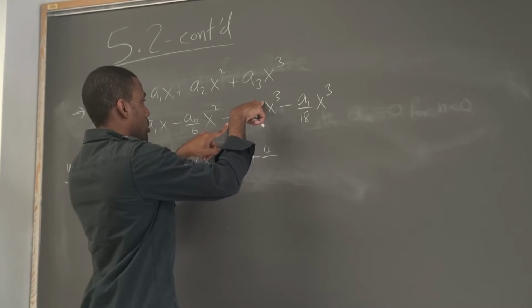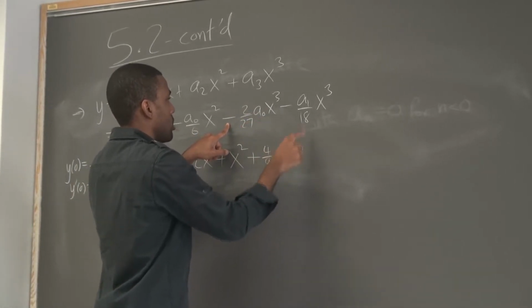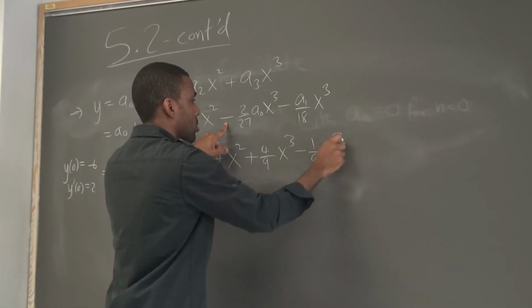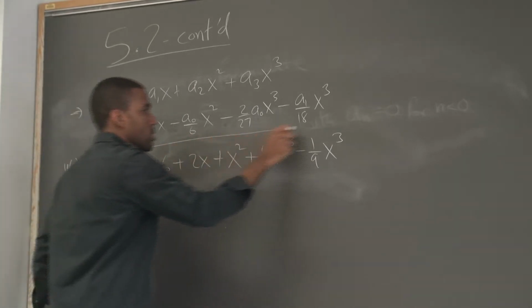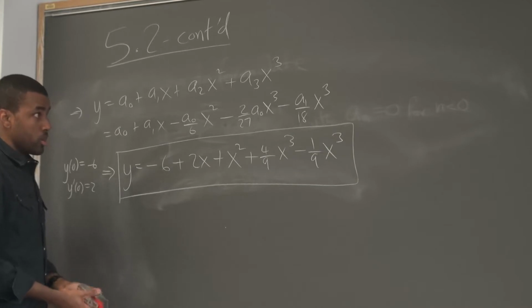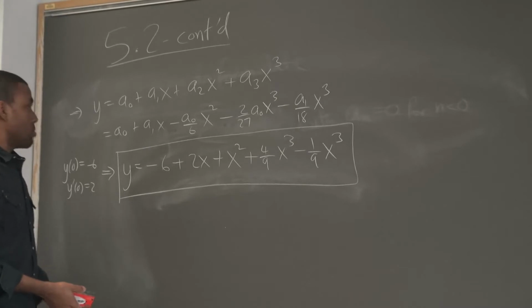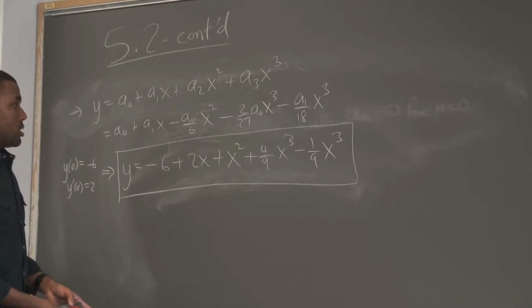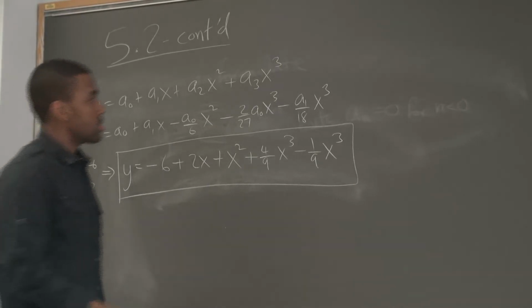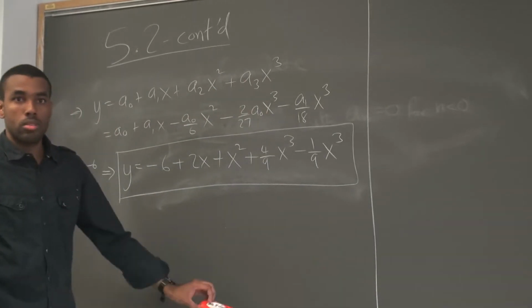Six, 3 to 6 goes 2 times. A1 is 2. So we have brackets, which should be the same as we got last time. A0 is minus 6, so that becomes plus 6. Okay.